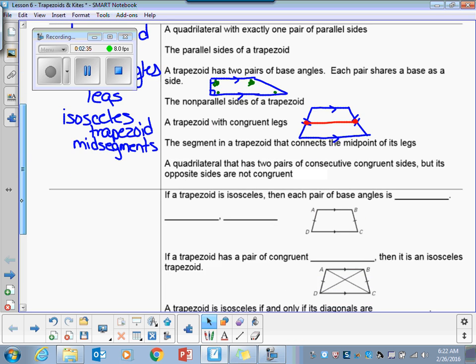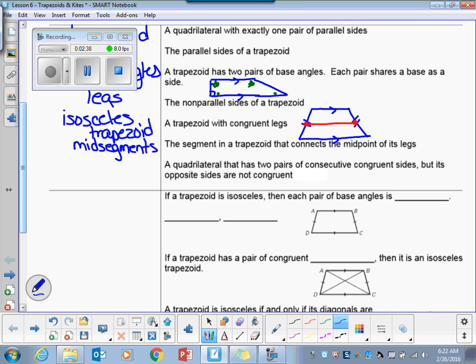Finally, a quadrilateral that has two pairs of consecutive congruent sides, but the opposite sides are not congruent, is a kite. These two sides are congruent. These two sides are congruent. Okay, but opposite sides are not. An interesting thing about kites, the angles between the non-congruent sides are congruent to each other. And if we drew a diagonal right down the center, we would have side-angle-side congruence on those triangles.